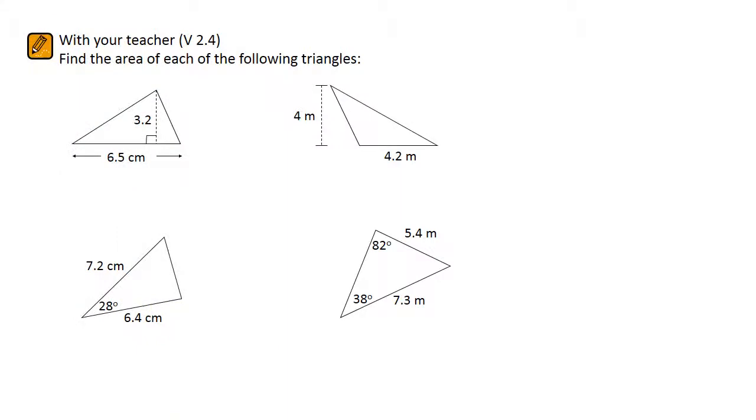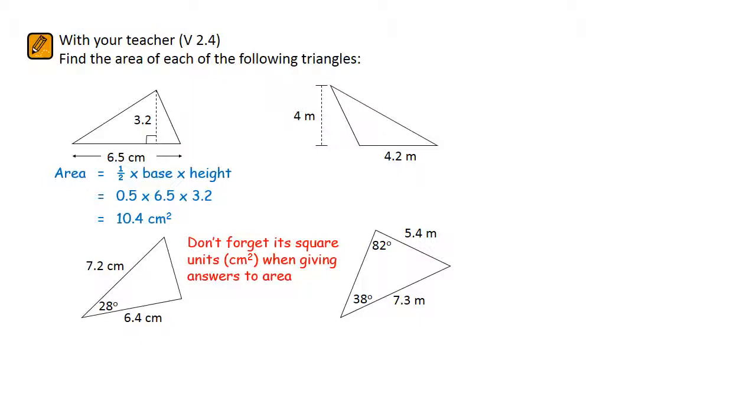In this first one, we know the base and the height, so it's a case for area equals half base times height. Put the numbers in and it should work out pretty well. Don't forget that the units of your answer are in square units. This was measured in centimetres, so the answer is in square centimetres.